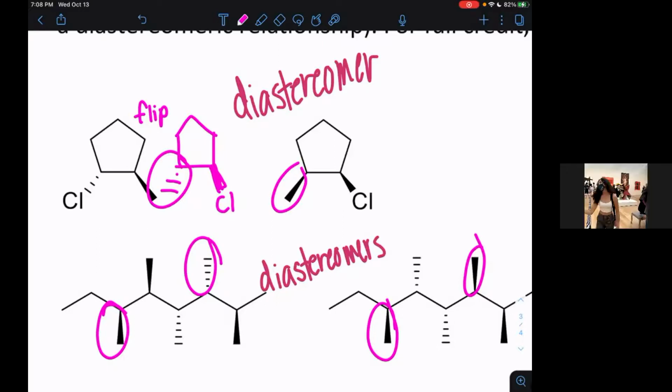Okay, I'm saying that my wrists are the line. In this example, in the beginning, we have the chlorine going out, and this methyl is coming towards you. If you were to flip it, the chlorine's gonna be going towards you, and the methyl is gonna be going away from you.